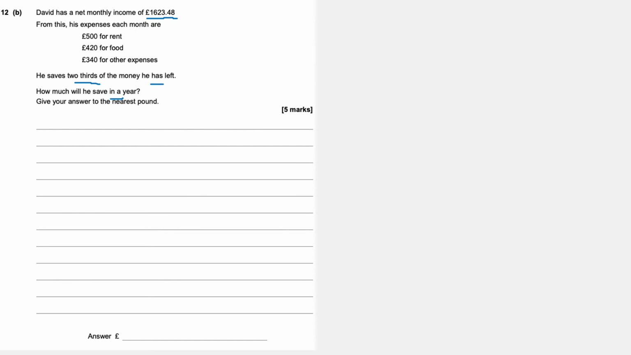So let's first of all work out the total cost, guys. So total expenses or total cost is going to be 500 plus 420 plus 340. So it's £1,260. I'm now going to do the income. So I'm going to work out his profit, essentially. His profit, which is income minus expenses, or costs.